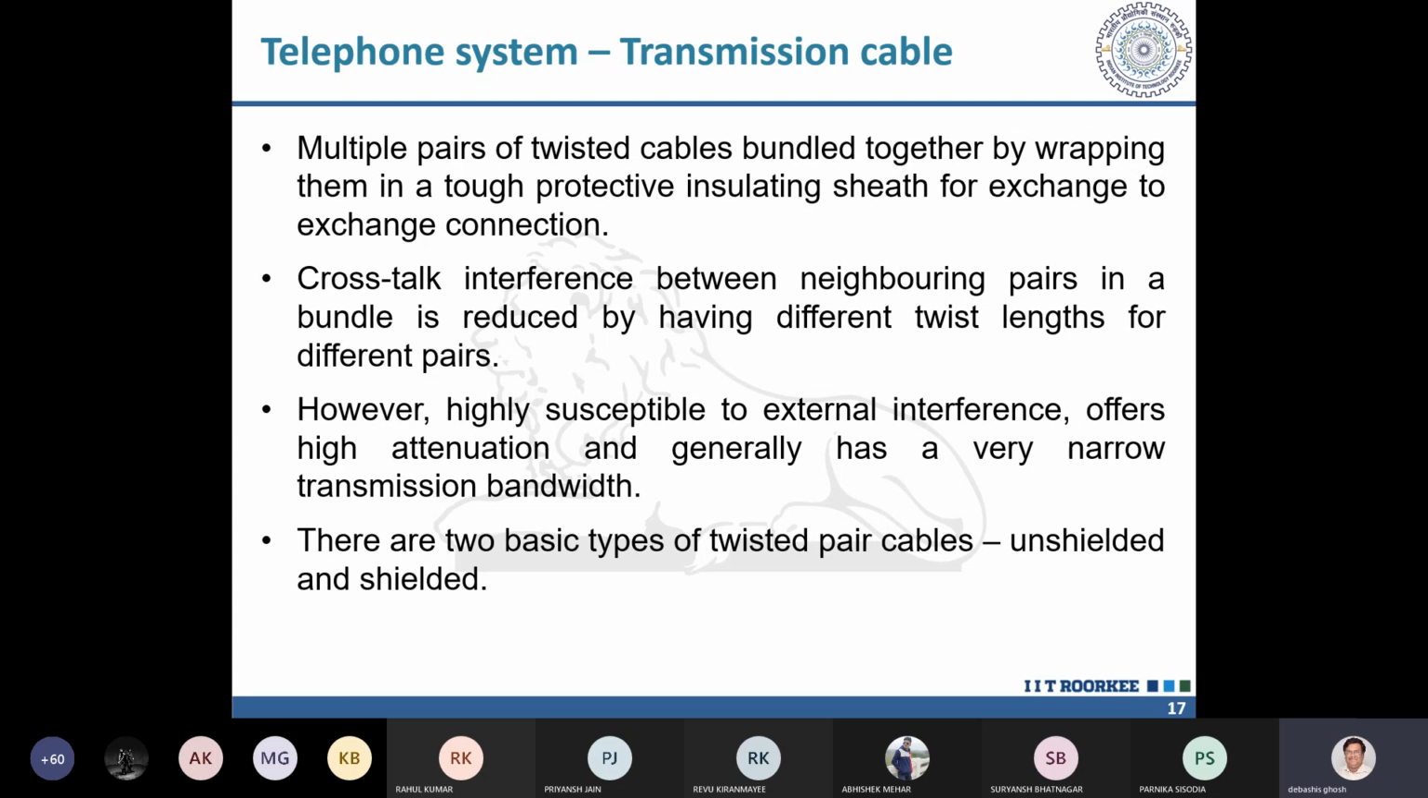Now it depends how many pairs of twisted cables you have actually bundled to form this trunk line. That's why, I think sometime before STD and all these things came, whenever we used to make a call from one city to another, we used to say that we are making a trunk call. I don't know whether you have heard this terminology. We used to call it a trunk call, over a trunk line.